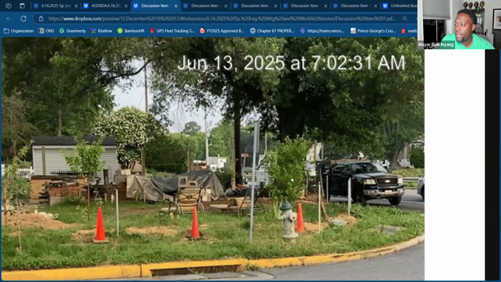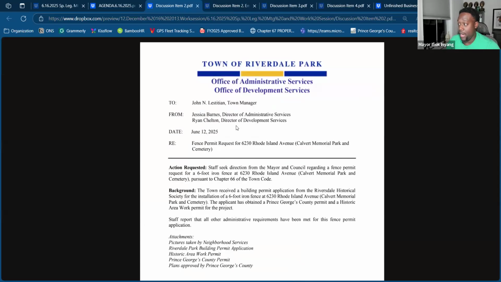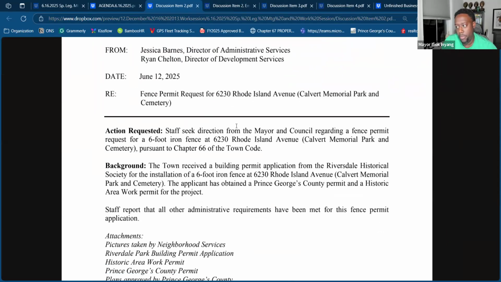Thank you for that. Let's move on to work item number 2, which is another fence request. This one's for 6230 Rhode Island Avenue. It's a 6-foot ornamental iron fence for the Calvert Memorial Park and Cemetery.